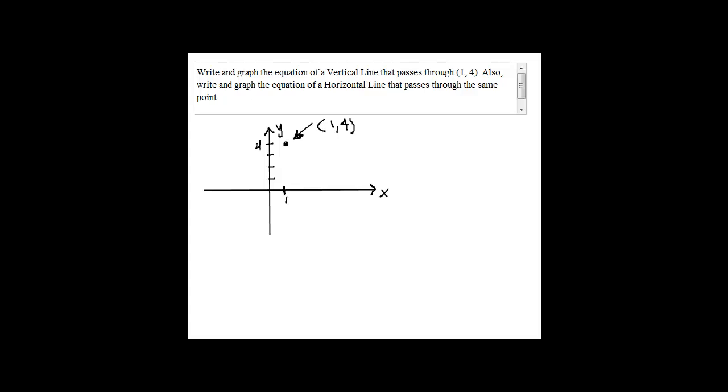So we have a point here, (1, 4), and we want to write the equation of the line that passes through this point that is vertical. So when you look at the vertical line, that should be pretty obvious. That would be the line that we're referring to.